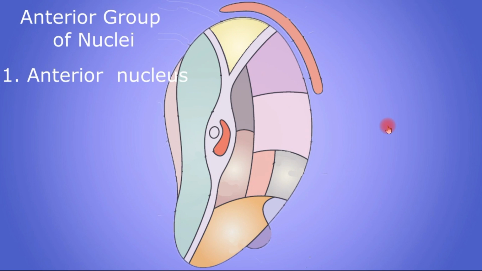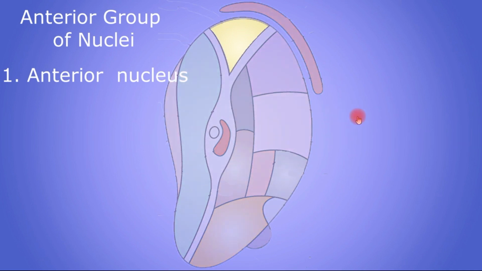Let us have a look at the first, the anterior group of nuclei. In the anterior group of nuclei there is only one nucleus, that is the anterior nucleus. As you can see here, this structure is the anterior nucleus of the thalamus.